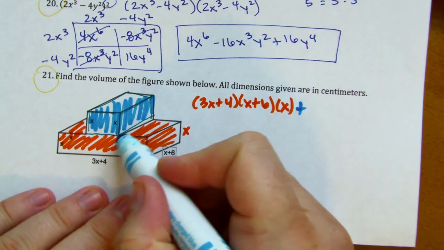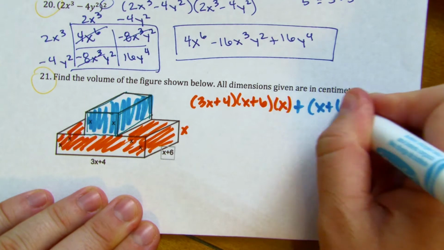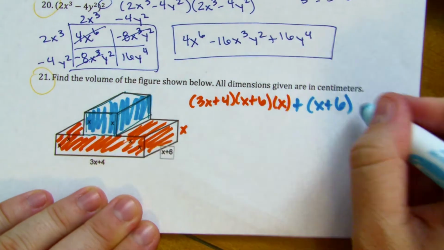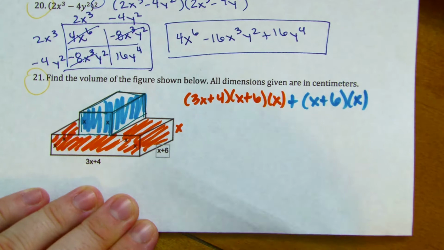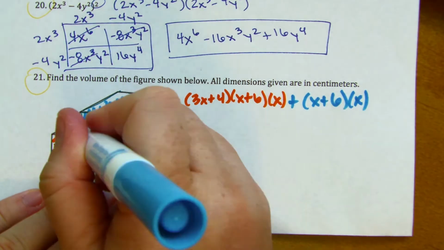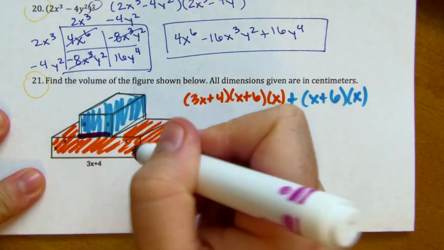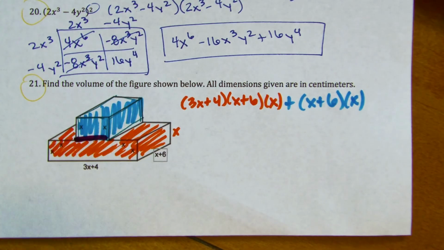So the length here is the same length we see here, x plus 6. And we've got a height of x. And what's hard to figure out here is this piece right here. Maybe I'll do that in another color here. This purple length here that we don't know.